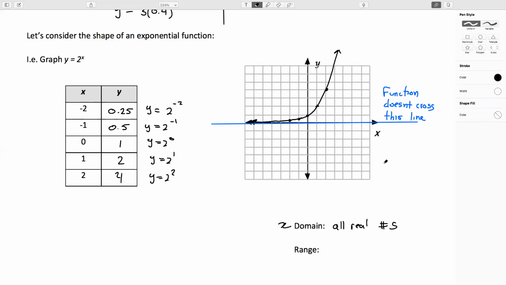This is for x. The range is affected by y, and we need to just look at the function, and you can see that the function can't be anything below 0, and it also can't be 0. So y is strictly greater than 0.